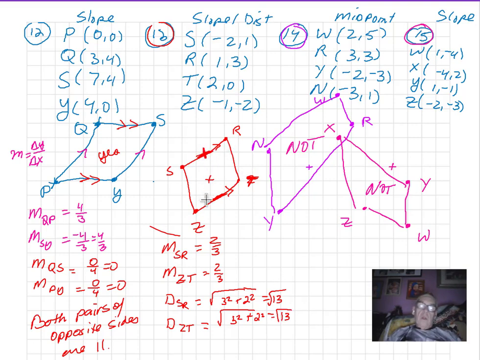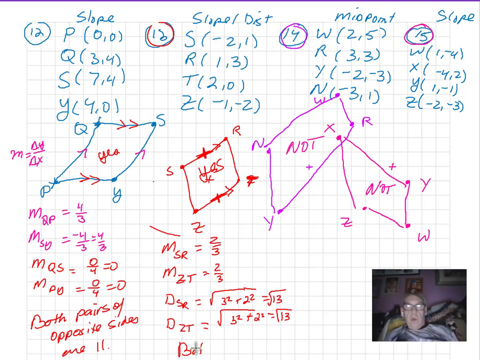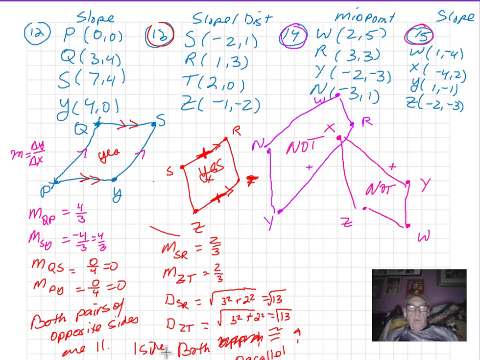So SR is congruent with ZT by the distances, and SR is also parallel with ZT by the slopes. So yes, it is a parallelogram. And this is because one side is both congruent and parallel.